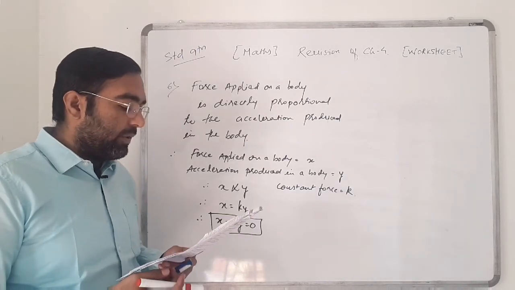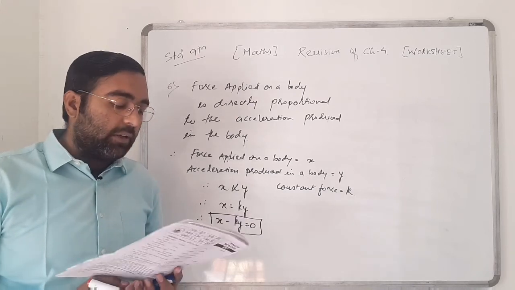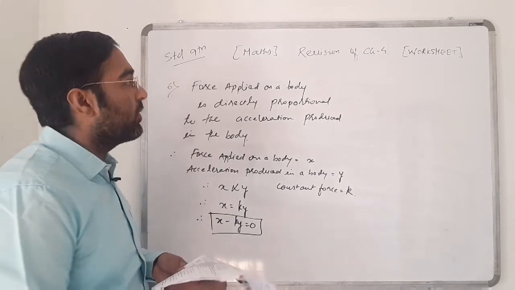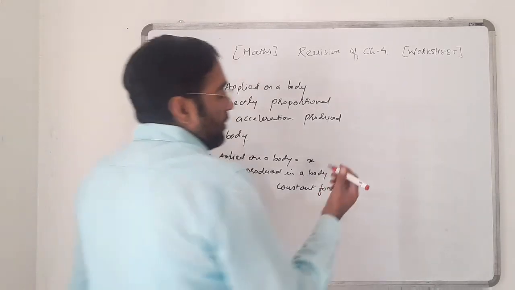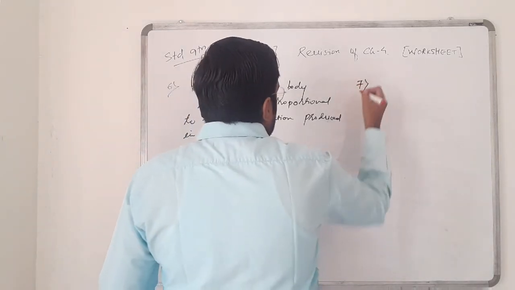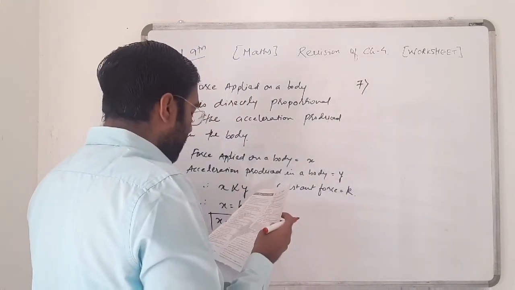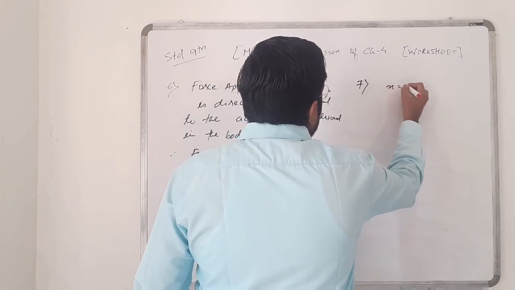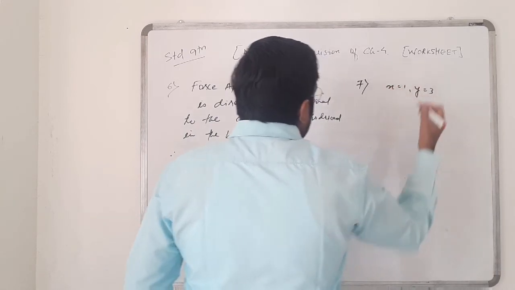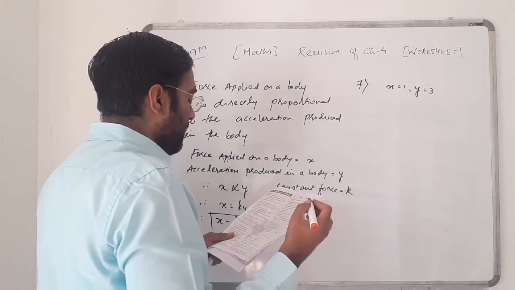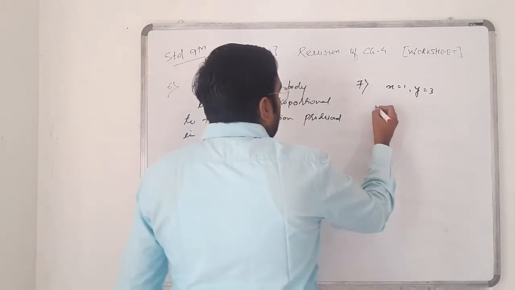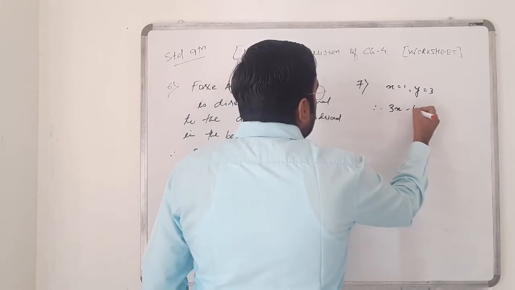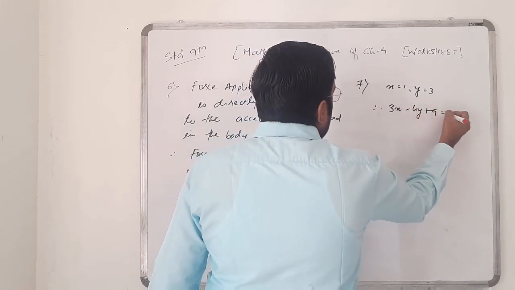Next, question 7. Show that x equal to 1 and y equal to 3 satisfy the linear equation 3x minus 4y plus 9 equal to 0. So is it satisfied or not? For that I have to take x equal to 1 and y equal to 3 and put that value in the given equation. So therefore 3x minus 4y plus 9 equal to 0.